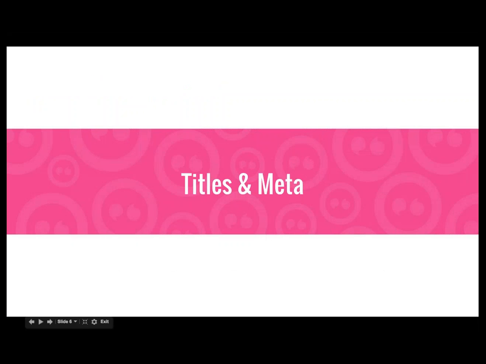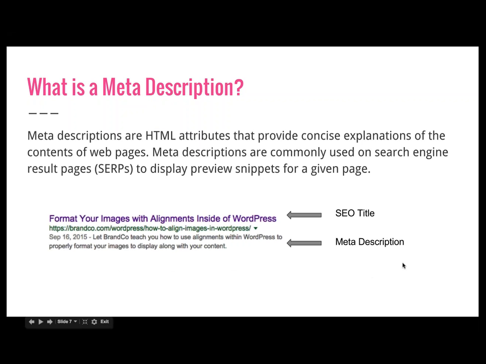The next section, and in my opinion the most important section, would be the titles and meta area. The big thing here is to know what a meta description is. Technically, meta descriptions are HTML attributes that provide concise explanations. Anyways, the way I like to tell everyone is that it's your pitch in 159 characters to try to get someone to click your link inside of a search engine.